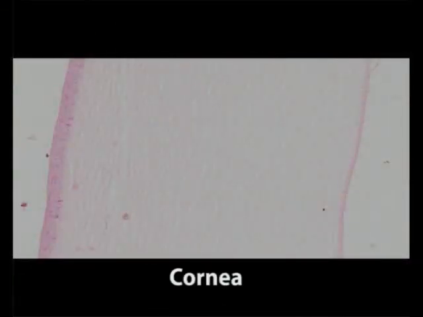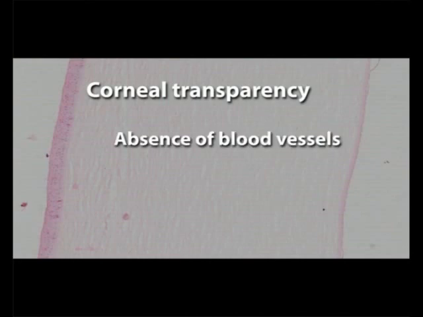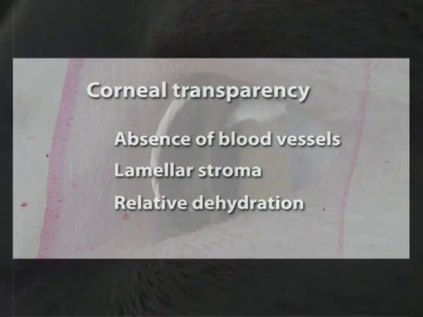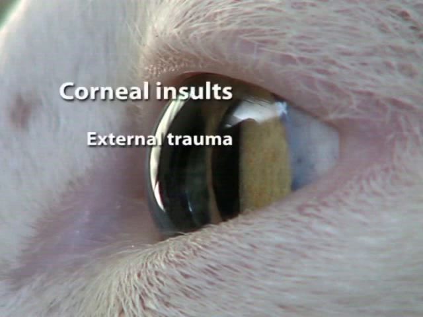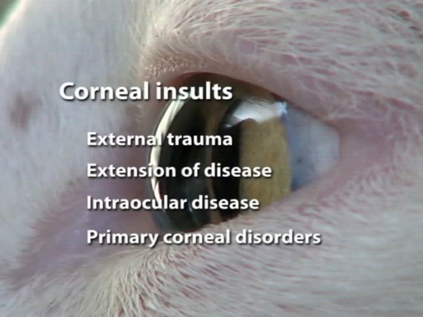The cornea consists of several layers, including the epithelium, the stroma, Descemet's membrane, and the endothelium. The transparency of the cornea depends on the absence of corneal blood vessels, the lamellar structure of the stroma, and its state of relative dehydration, which is maintained by both the epithelium and endothelium. These characteristics can be compromised by a range of insults, including external trauma, extension of disease from adjacent tissues, intraocular disease, and primary corneal disorders.